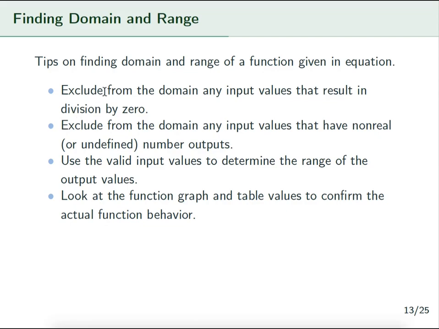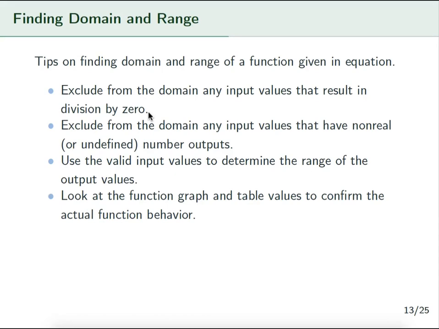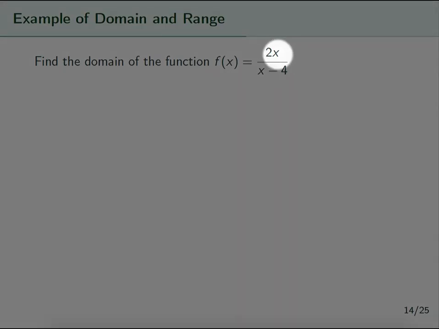The reason we say exclude from is that we begin with all real numbers. Then we find restrictions from the given equation. So let's look at an example of finding the domain when a function is given as an equation. When we have a function in a fraction form, this is known as a rational function. So we have a function given as a fraction.